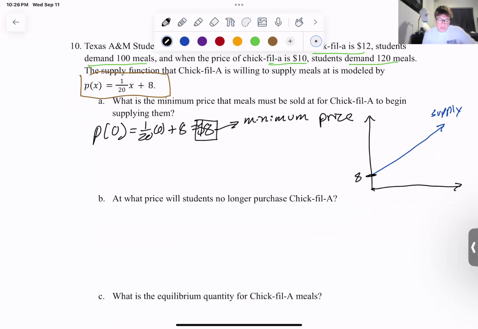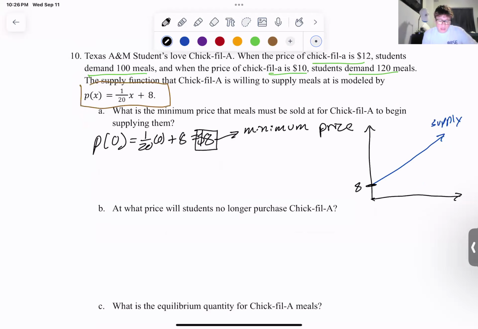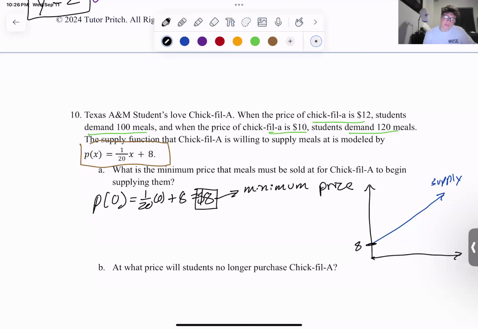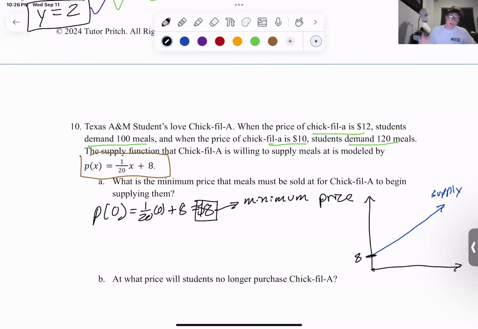At what price will students no longer purchase Chick-fil-A? So in order to determine what price they're not going to purchase Chick-fil-A at, we need to know the demand function. And we don't know that yet. So let's go ahead and do that. We know that when the price is $12, students demand 100 meals. So I can call that a point, right? P is 12 when x is 100. And when the price is $10, they demand 120 meals. So when x is 120, P is 10.